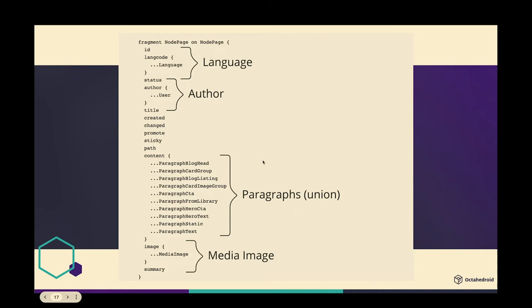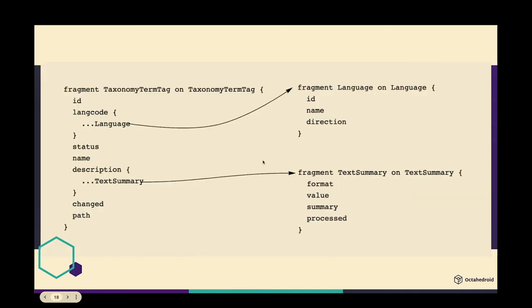I will have a training tomorrow, Gatsby and GraphQL, where you can see how this works. Hopefully, we have a darker room. And a little more example of how this works. The language property is pointing to dot dot dot language, which means it's calling a fragment, and the fragment definition is defined here. So fragment contains the type definition. And as I mentioned, you can have different fragment types as view modes that you can reuse across your system and decide what you want to expose.